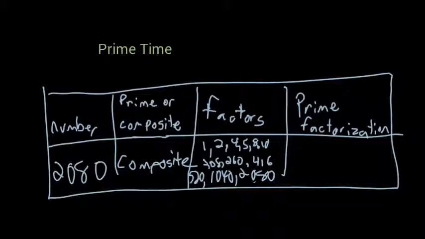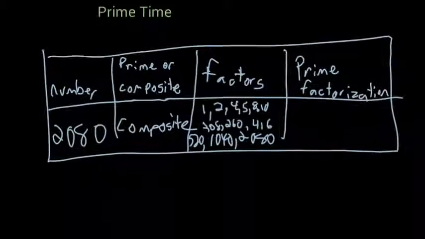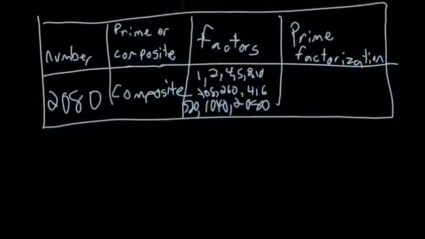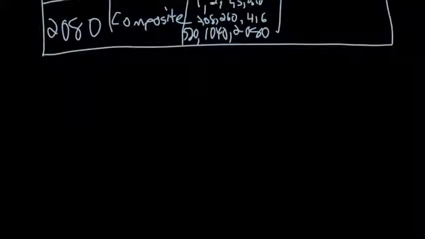And then the last thing is prime factorization. So you take that 2080, and I'm going to show you how to do prime factorization, and then we'll write it in the box. So there's two different methods. There's the tree method, and then there's what I call upside down division. I'm going to do the upside down division because that's the method I prefer, and then I'll show you the other one.